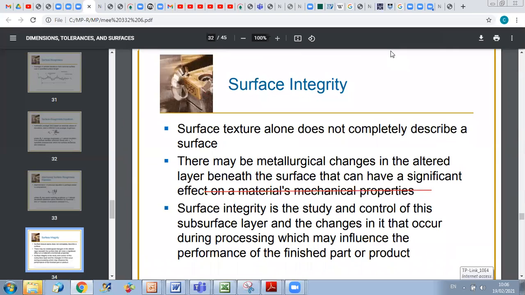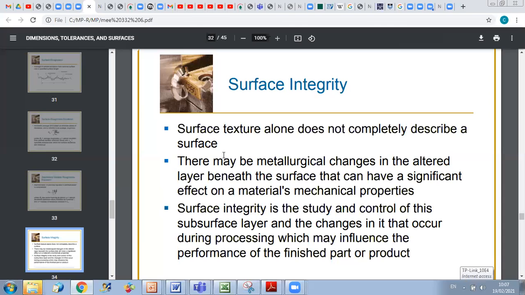Now, what about surface integrity? Surface texture alone does not completely describe a surface. There may be metallurgical changes in the altered layer beneath the surface that can have a significant effect on the material's mechanical properties. So the surface roughness just considers the geometry of the surface. It will not look at the layer beneath the surface. While surface integrity considers the characteristics of this sublayer. Surface integrity is therefore the study and control of this subsurface layer and the changes in it that occur during processing, which may influence the performance of the finished part or product.